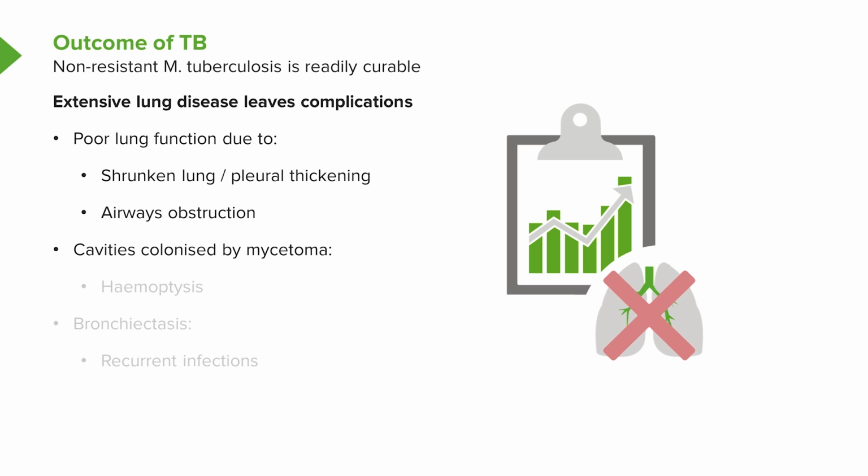You can get cavities formed by the tuberculosis, and those persist after the bug has been killed and the patient's healed of TB. Those cavities can be colonized by fungi to cause a mycetoma, and that might cause hemoptysis, and sometimes major hemoptysis. And often in the areas of the lung which have been particularly affected by tuberculosis, you get bronchiectasis. In my bronchiectasis clinic, about 5% of the patients had previous tuberculosis causing their disease, and they present with recurrent bacterial infections of the lung.